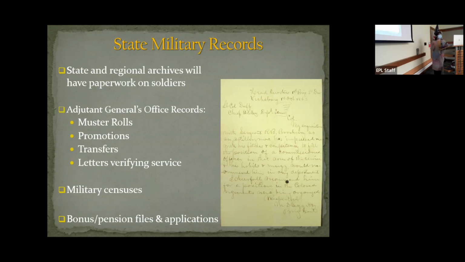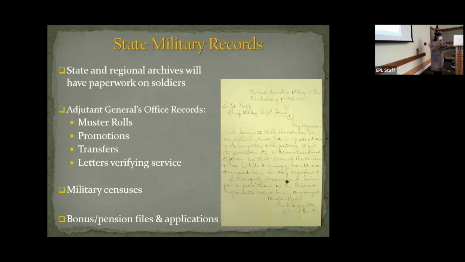Typically at the state archives, it depends on where you are in the country. Michigan, they have those records at the state archives all the way up to 1984. In Illinois, they're only up to the First World War. After that, they're at the Adjutant General's office, the National Guard headquarters in Springfield. Just depends on where you are in the country who has those records.